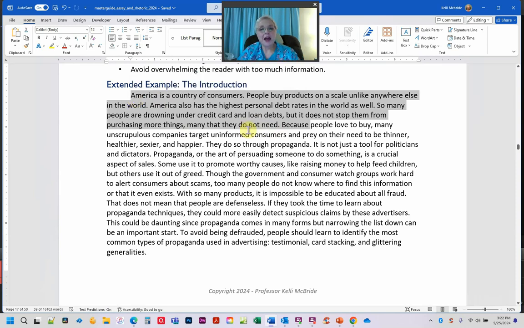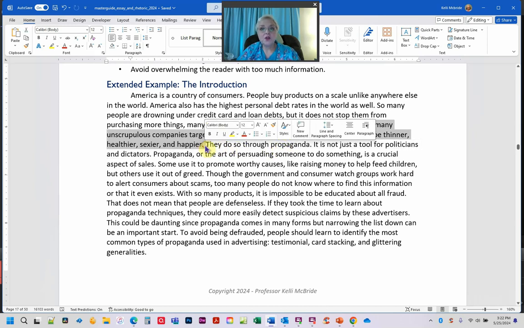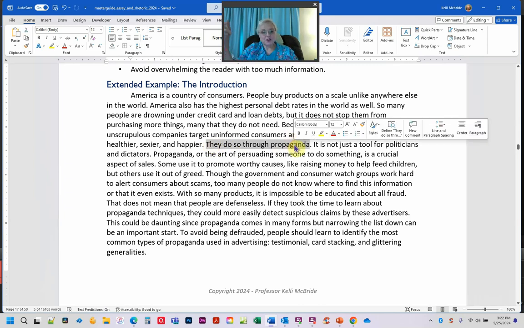Now we're going to get to the background information, so we've got that transitional word that is showing us there's a turn in the conversation. Because people love to buy, many unscrupulous companies target uninformed consumers and prey on their need to be thinner, healthier, sexier, and happier. So all of a sudden we've got a problem that's being identified. Right? They do so through propaganda. Now see, there's where we're connecting now.